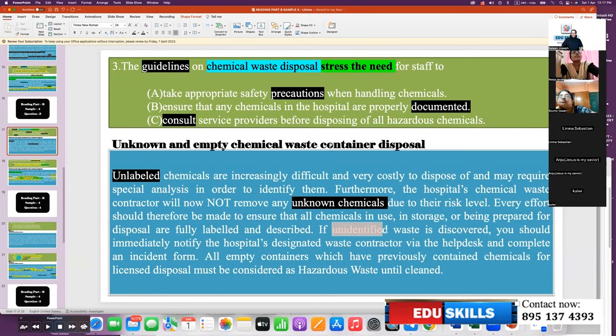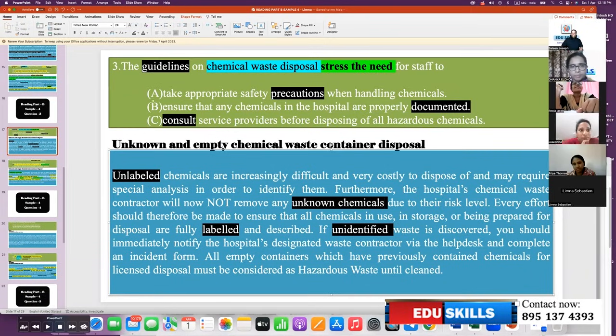Unidentified. Fully labeled. Where is it? The sentence before that. Okay. Fully labeled. See, labeled. Now, as per our keyword strategy, what should be the answer? Option B must be the answer, right? Yes, sir. That's the easiest way.